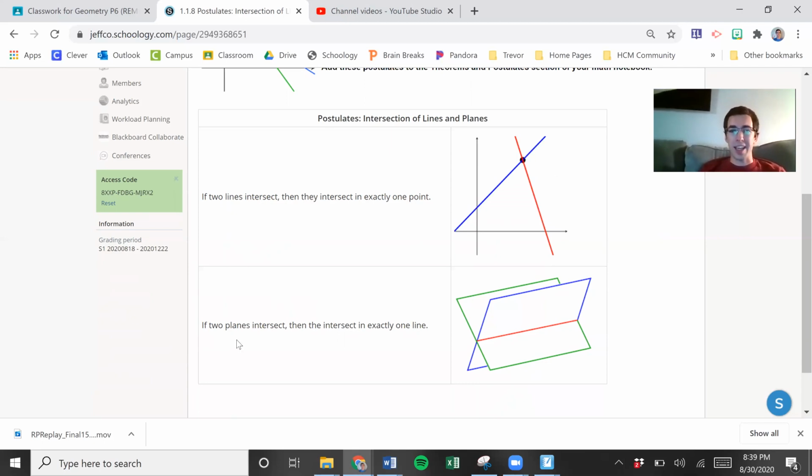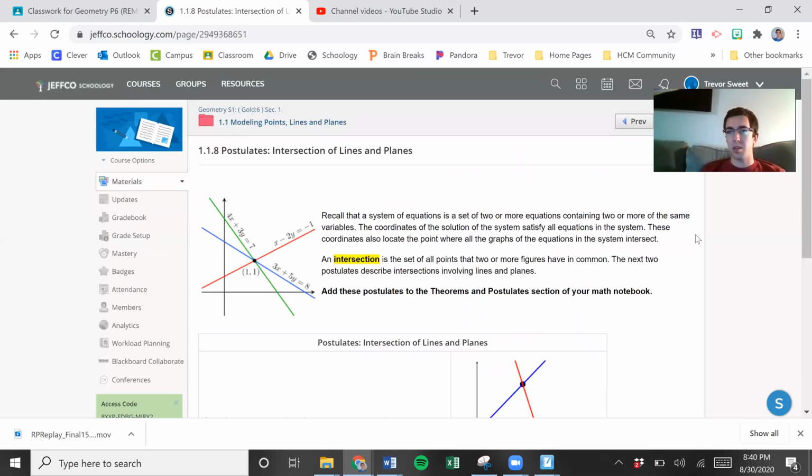If two planes intersect, then they intersect in exactly one line. So this red line is the intersection of two planes. Think about it like two pieces of paper that are crossing each other. They would cross at this line. This is the place where all of the points on this line would be in both planes. So add that to your postulate section of your notebook. And let's keep going here.